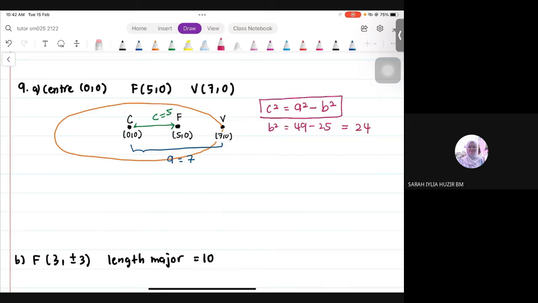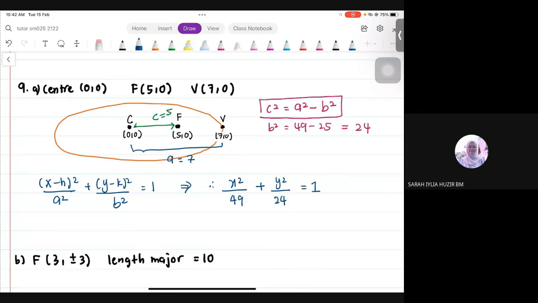And then dah settle, masuklah terus dalam equation of ellipse. Remember, our formula is x minus h squared over a squared plus y minus k squared over b squared equal to 1. So, one by one kita substitute. Center is 0. A dah ada, B pun dah ada. So, our answer will be x squared over 49 plus y squared over 24 equal to 1. Settle. Jalan kerja dia simple.